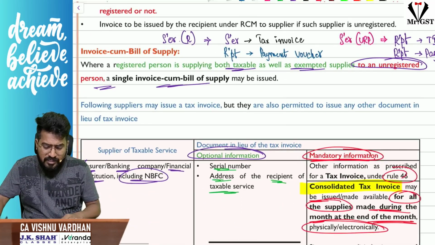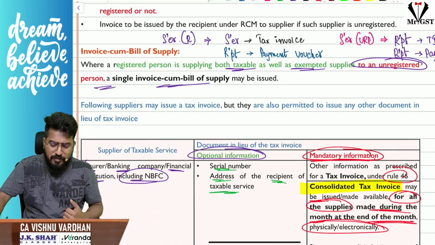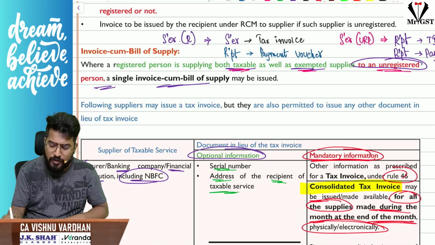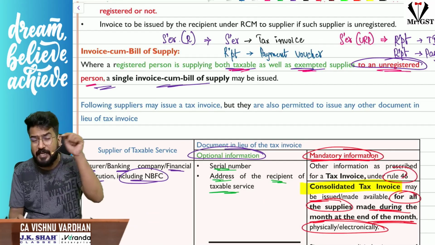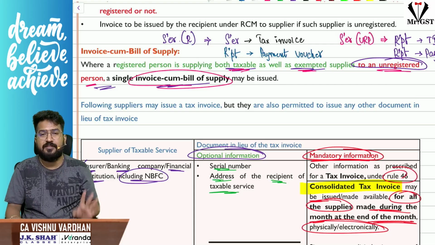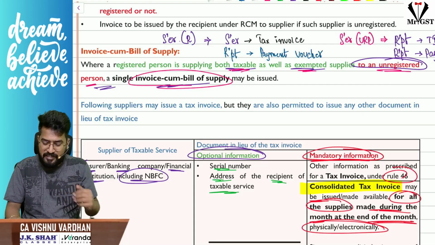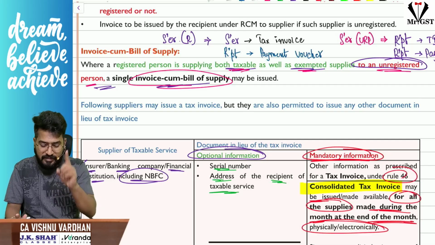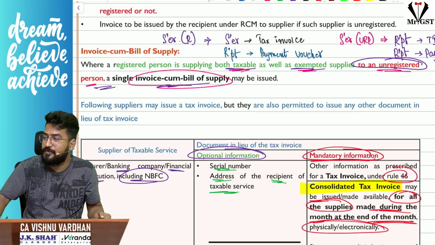The next one, invoice cum bill of supply. Sir, what is this invoice cum bill of supply? Where you are making both taxable as well as exempted supplies to an unregistered person. That is important. To an unregistered person, you can give a document called invoice cum bill of supply. Am I clear? So it is a hybrid invoice, we can say, where both taxable as well as exempt supplies are covered, and that too, I repeat, the recipient should be unregistered. That is very important.